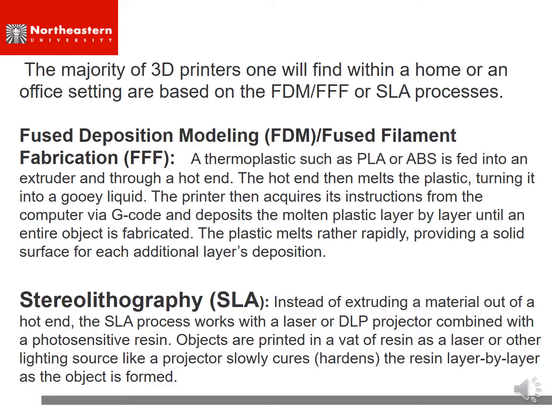The alternative is the SLA, stereolithography. Instead of extruding the material out of the hot end, this one uses a laser or a projector combined with a resin to kind of burn the material into an object. The objects are printed in a vat of resin, and as a laser or the other light source slowly cures material within the vat, it creates the product. So we have FFF or FDM, which is the melting, and then stereolithography, SLA, which is using a laser shot into a vat of material.